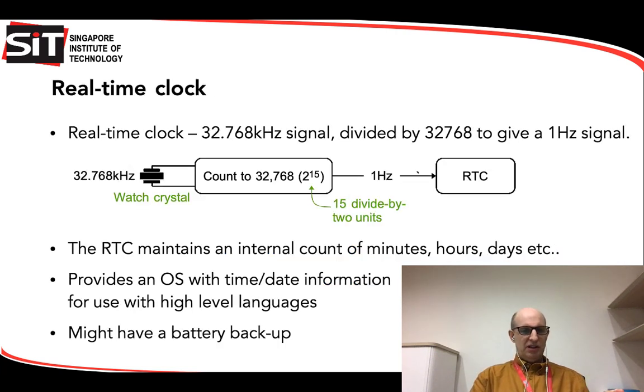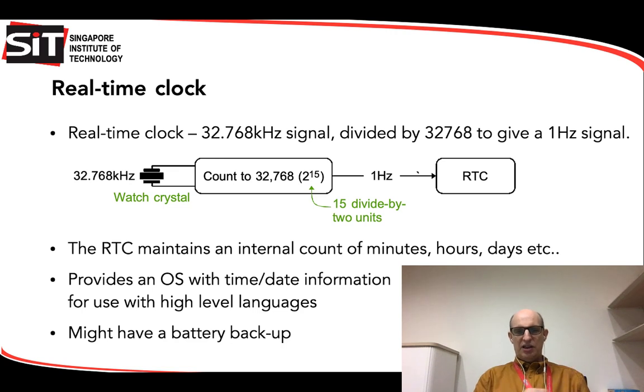If you take a watch crystal and you put it into a counter, so you use that signal to drive a counter, you know, 0, 1, 2, 3, 4, 5, 6, 7, 8, 9, 10. When it gets to 32,767, then you toggle an output and you reset the counter and you start from 0, 1, 2, 3, 4, 5, 6. You get to 32,767 again, toggle the output. The toggle, toggle, toggle output is 1 hertz. 1 hertz is 1 per second. So this is a 1 per second signal that would drive something like a real-time clock, an RTC.